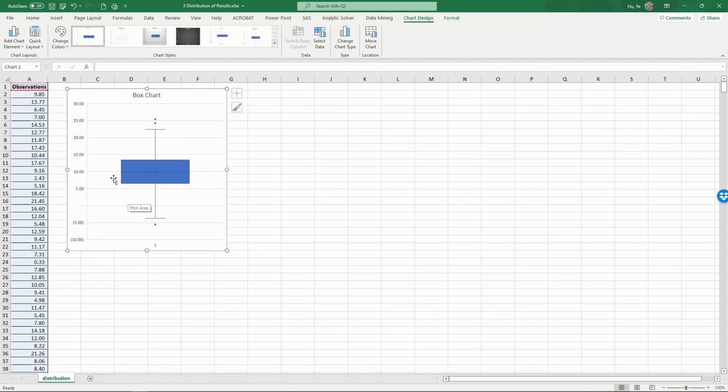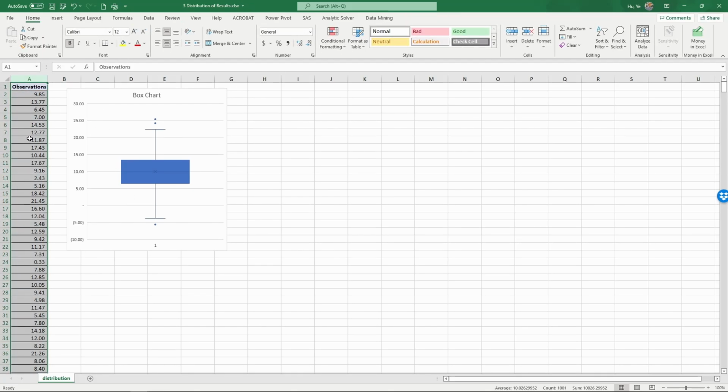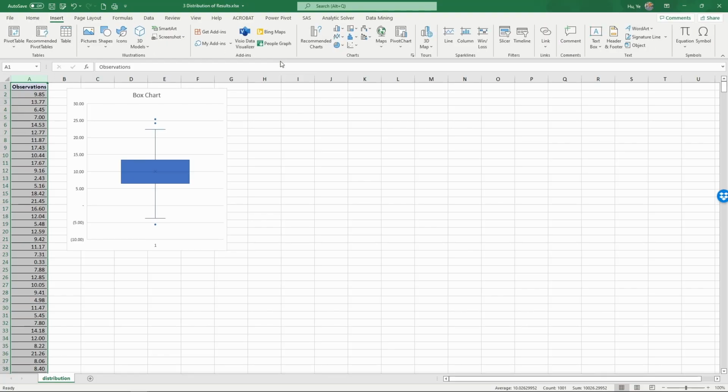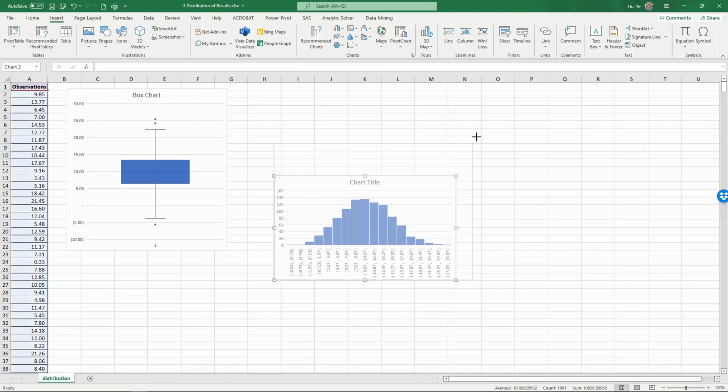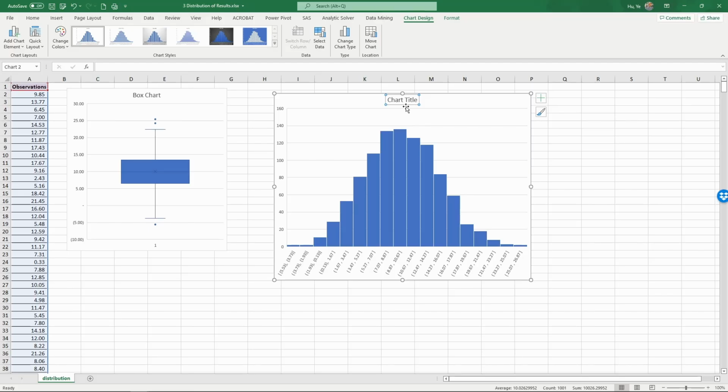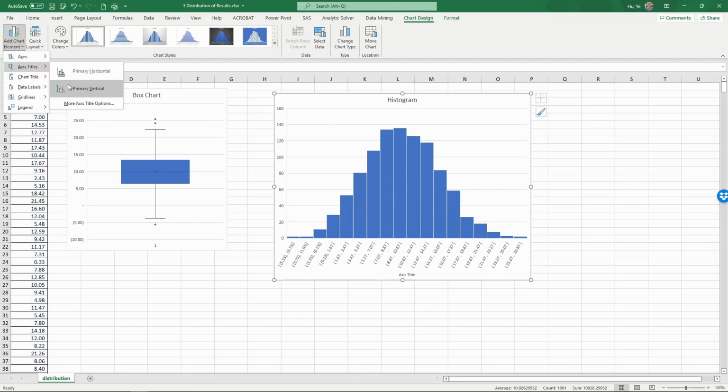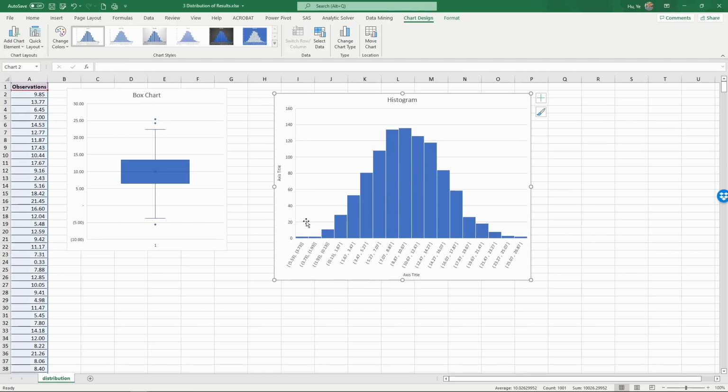And the second way to look at the distribution of the data is to do a histogram, which we have done many times in this course. Go to insert. And again, in this one, the top is a histogram. Okay. So now let's rename this histogram, and again, forming a good habit of labeling this. The primary horizontal is the value range, and primary vertical is the number of observations.